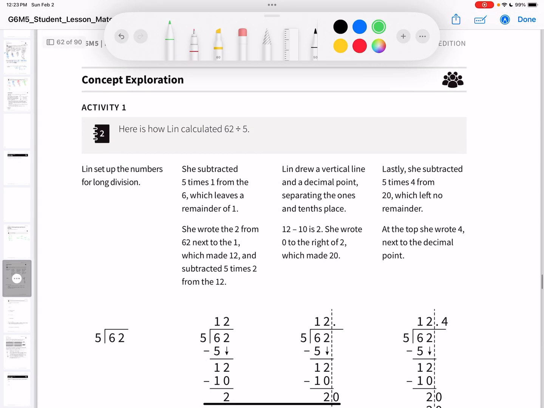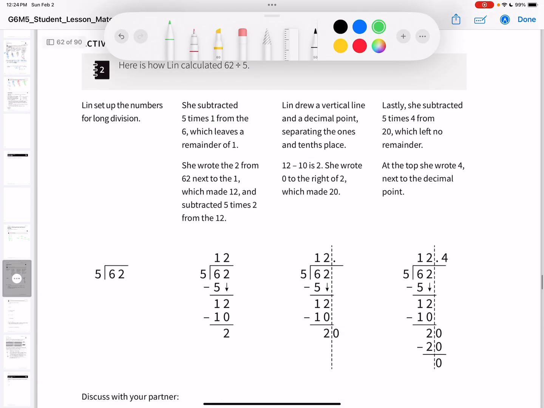Here is how Lynn calculated 62 divided by 5. So remember, Lynn did long division the last time in our last lesson. So she was who we're following. So here's how she does it now with decimals. Lynn sets up the numbers for long division. So 62 divided by 5. She subtracted 5 times 1 from the 6 because she knows 5 can go into 6 one time without going over. So 5 times 1.